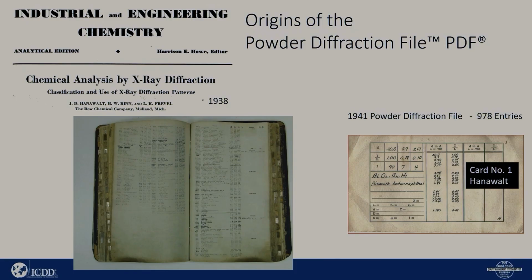But the publication then, they took that information, and in 1941, ASTM, American Society of Testing Materials, published that data on a series of cards. And these cards were sort of 3-inch by 5-inch index cards. And so the powder diffraction file and the cards that people refer to started with this particular data set.